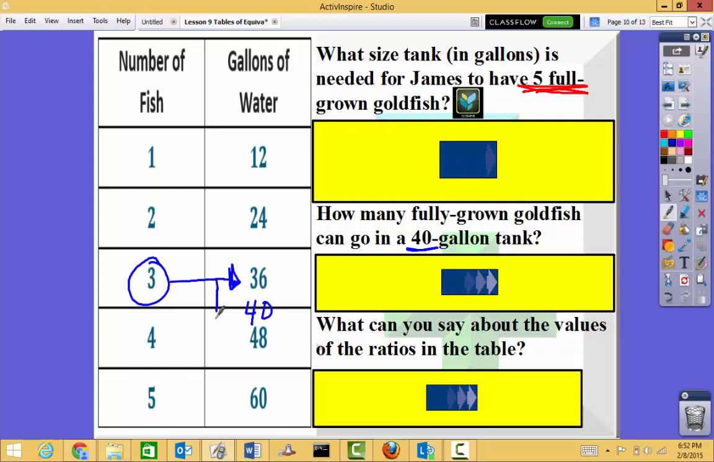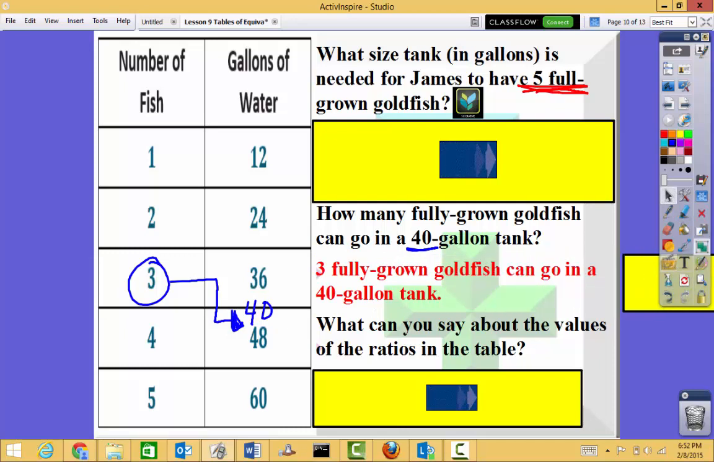Now, I actually have slightly more than 36. Do you think my goldfish are going to be okay if I have more water? Yeah, they'll be fine. So my answer is 3 fully grown goldfish can go in that 40-gallon tank. If I try to squeeze 4 in, my goldfish are going to die because that number is not at my minimum requirement. So it's not 4. 4 has to have at least 48.